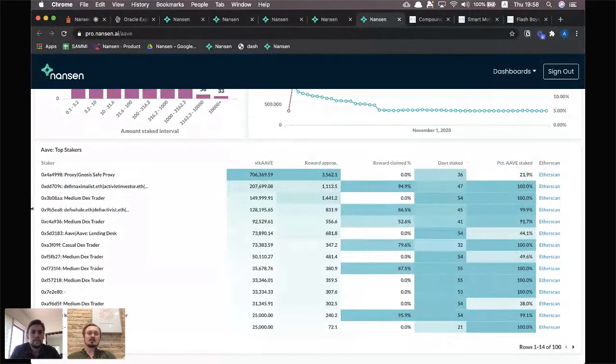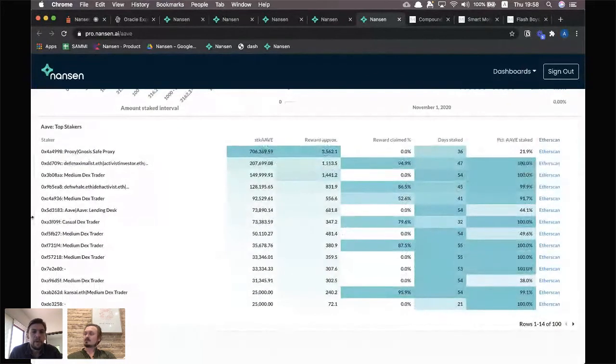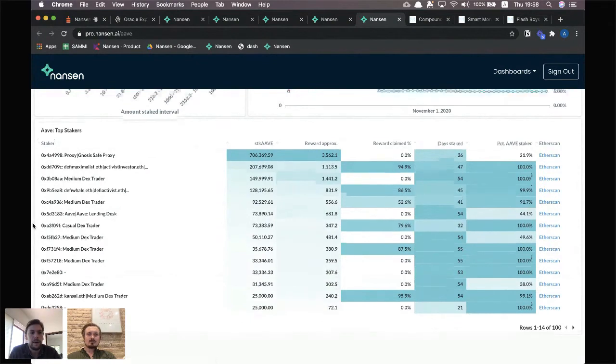Sorry, real quick, if you don't mind me hopping in. So why is a dashboard like this useful to people? Like how can they, beyond just getting educated on Aave, how can they use this practically?